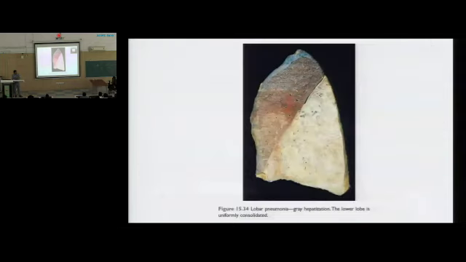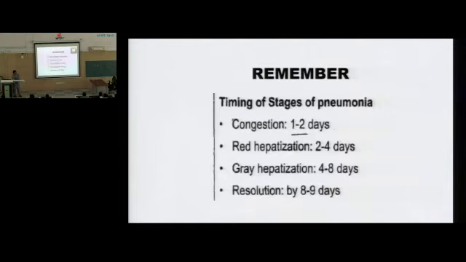So this image I have already shown you. This is a gross picture of lobar pneumonia in the grey hepatization stage. So remember these days also. Stage of congestion 1 to 2 days, red hepatization 2 to 4 days, grey hepatization 4 to 8 days, and stage of resolution 8th day onwards till the 3rd week.